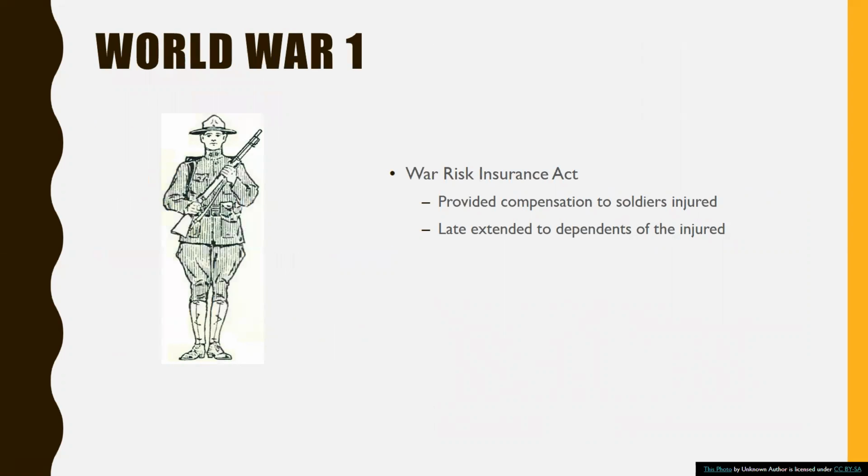World War I began in 1914. During this war, the War Risk Insurance Act was provided for soldiers that were injured and for their dependents later on. This meant that if any of the soldiers had their arm blown off, they were compensated for their injury. It also helped the dependents, in case the soldier passed, they would be able to make a way of life until either the mother remarried or they found a job to support their family.